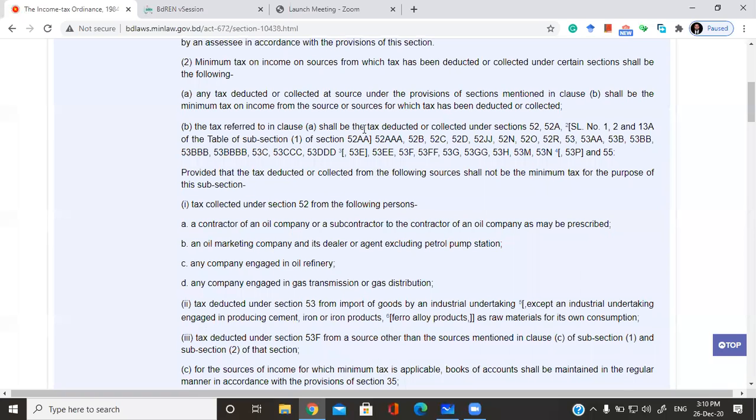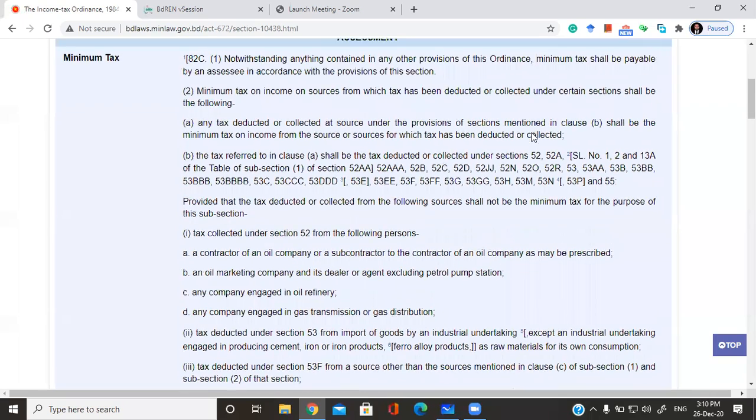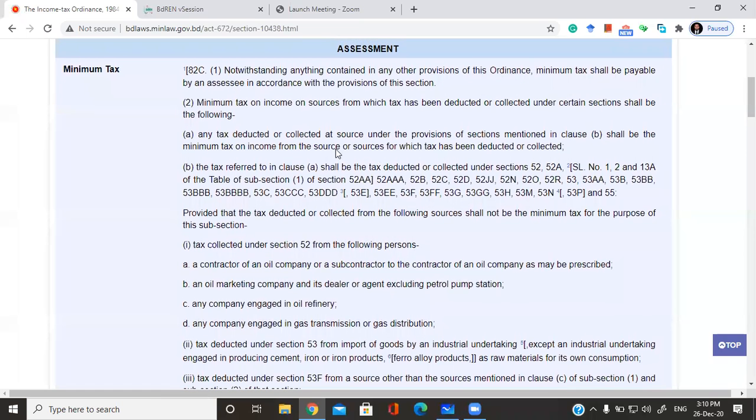It has been mentioned that the tax referred to in clause A shall be the tax deducted or collected under the section. Let me explain it for you. What has been mentioned in clause A is any tax deducted or collected at source. We already learned about it in the previous class regarding tax deducted at source, TDS. Any TDS under the provisions of the section mentioned in clause B shall be the minimum tax on income from the source or sources for which tax has been deducted or collected.